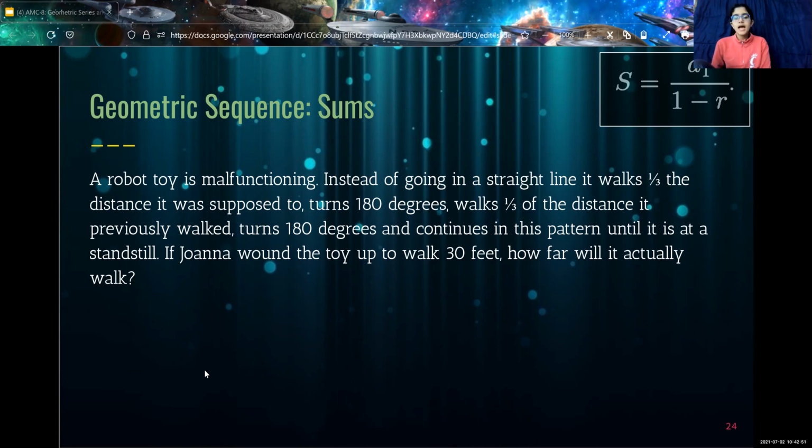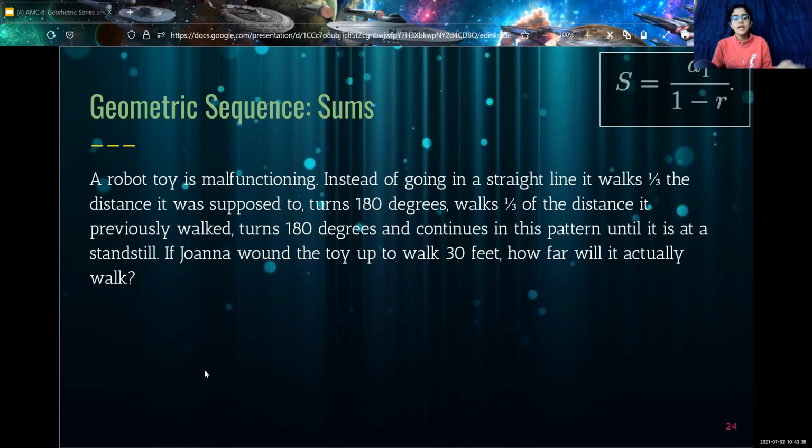Someone asked if the robot toy would just be walking 10 feet the whole time. No, it wouldn't. For example, if it was supposed to walk 9 feet, it would go 3 feet, then 1 foot, then 1/3 foot, then 1/9 foot, and so on and so forth, right? And someone else got the wrong answer. So I said, just make sure that your answer is not too big of a number. Make sure you're not adding 30 to it, because the robot never actually walks a whole 30 feet.